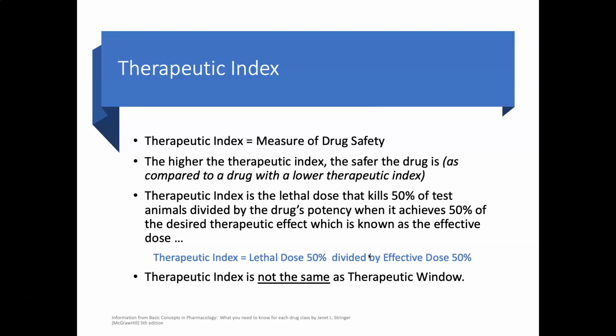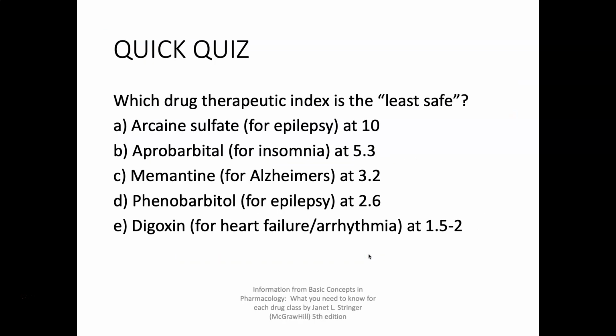Therapeutic index is not the same as therapeutic window. So if you're hearing somebody try and refer to therapeutic index as therapeutic window, they're really not the same. But the index is a measure of drug safety, and it's at the 50% level. What is the lethal dose that kills 50% of the test animals divided by what is known as the effective dose that achieves at least 50% of the desired therapeutic effect?